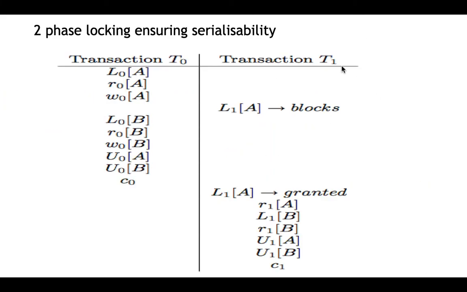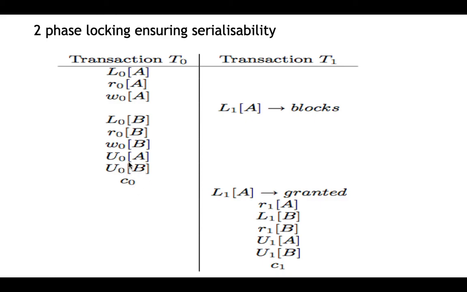So at that stage, T1 comes to know that when it tries to acquire a lock on A, that is L1 of A, that locking mechanism will be blocked. Why? Because that lock is held by T0. So it will have to wait. Then what happens at this side is we lock B, read B, write B. After that, all the procedures are over. We unlock A, we unlock B, commit the transaction.